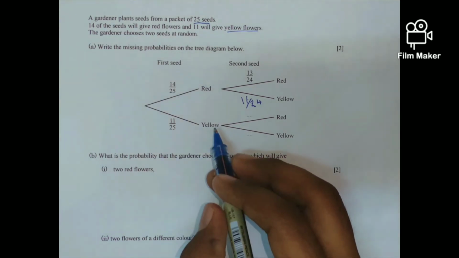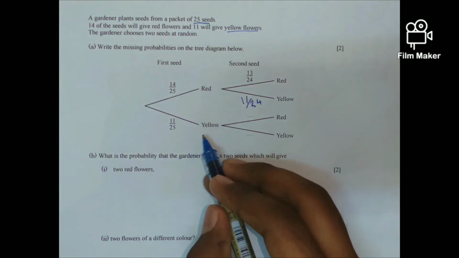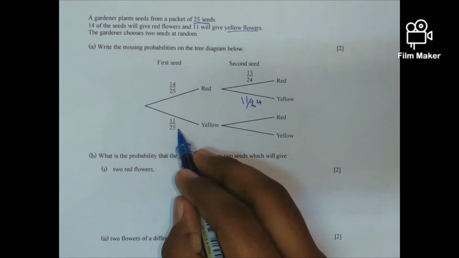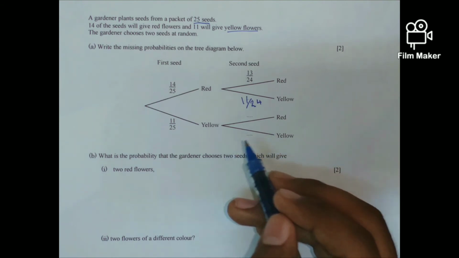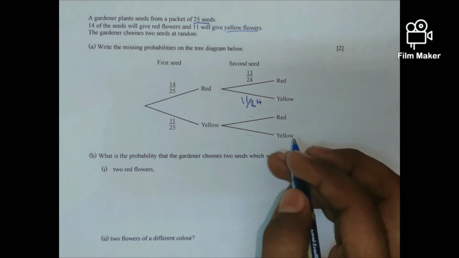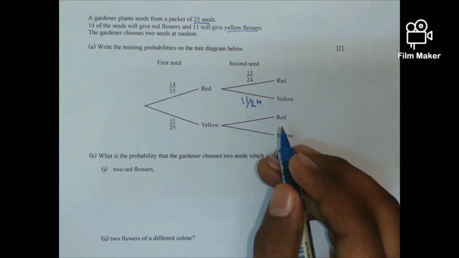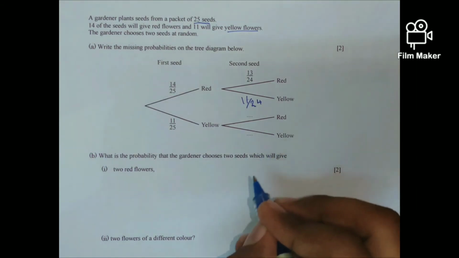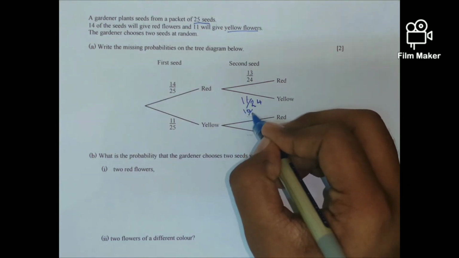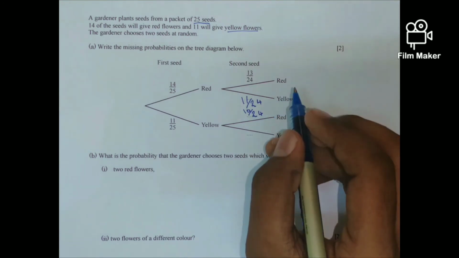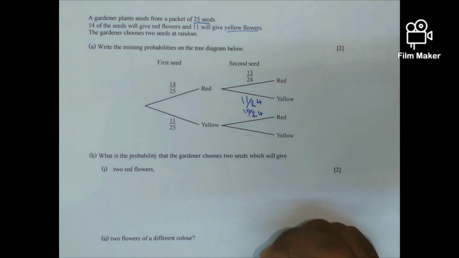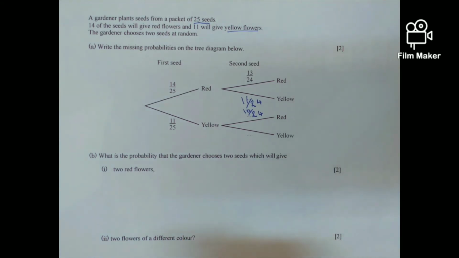so for this we see that for the first seed it gives yellow flower. Its probability is 11 by 25. So now here one seed is already used, so we will subtract one seed. So its probability would be 10 upon 24. I'll show you how. Now when the first seed is being used, we'll just subtract one seed.